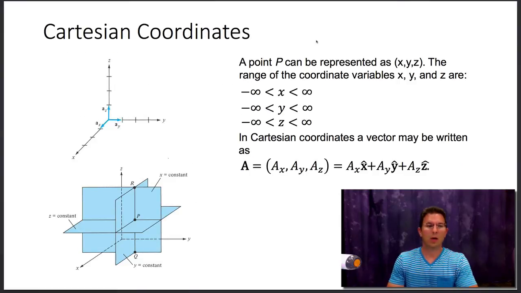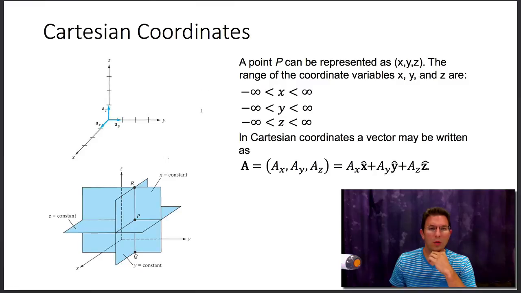Well, the first coordinate system that we will consider here is the Cartesian coordinate system. It's named after René Descartes, who was a 17th century philosopher and mathematician. A point P can be represented using three numbers x, y, and z. The range of x, y, and z is from minus infinity to positive infinity. So these are the familiar coordinates that you use in high school.